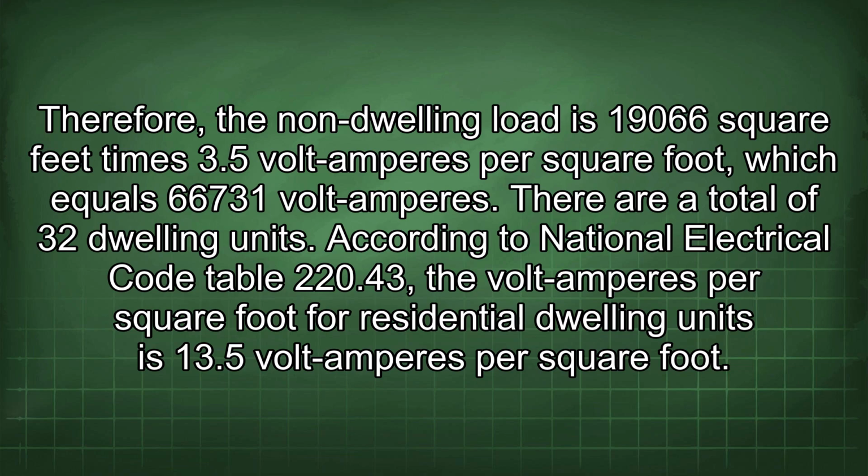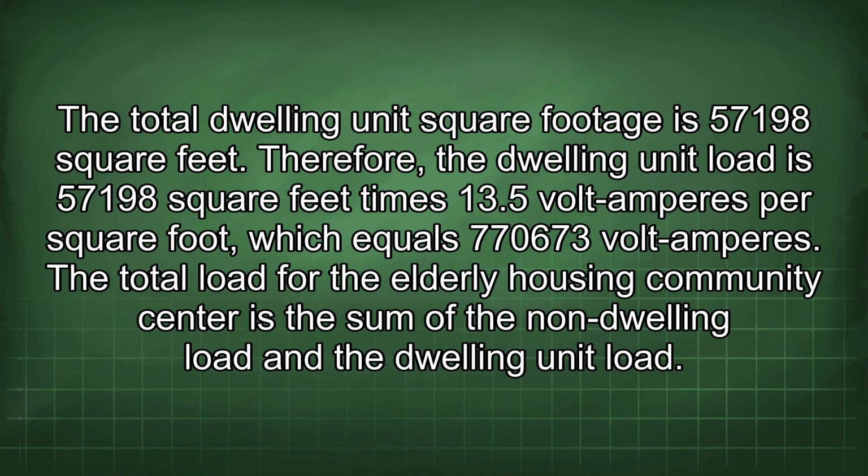According to National Electrical Code Table 220.43, the volt-amperes per square foot for residential dwelling units is 13.5 volt-amperes per square foot. The total dwelling unit square footage is 57,198 square feet. Therefore, the dwelling unit load is 57,198 square feet times 13.5 volt-amperes per square foot, which equals 770,673 volt-amperes.